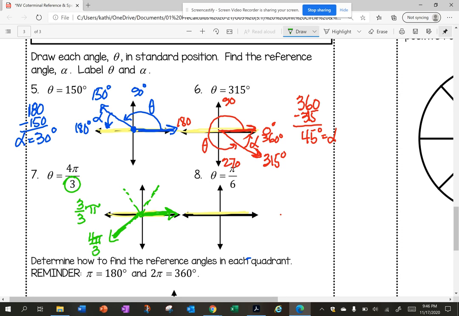So the original angle is theta. And now I'm trying to identify the reference angle. The closest acute angle is this way, so I'm going backwards this time. So how much is my reference angle? If I know this is 4/3 and this is 3/3, I know that alpha is 1/3. I'm just subtracting.